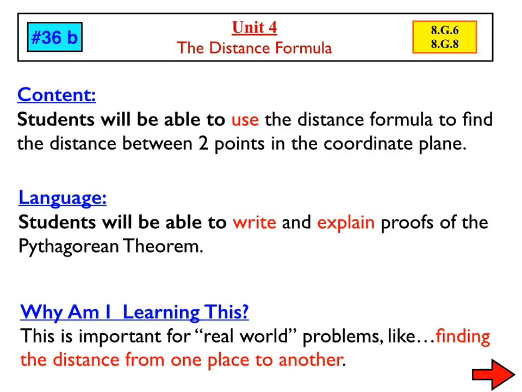Today, lesson 36b, an application of the Pythagorean Theorem, which we talked about yesterday. And before we actually get into the distance formula, we're going to talk about two different proofs of how the Pythagorean Theorem works. And so that will be our focus for today. All right, so let's get started.